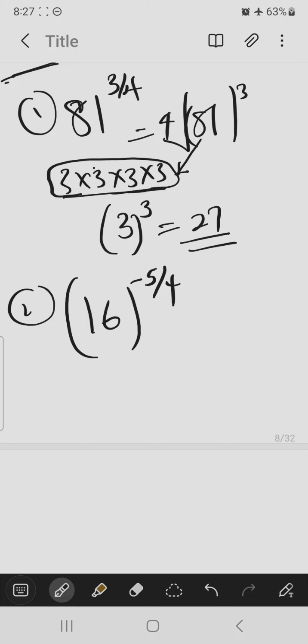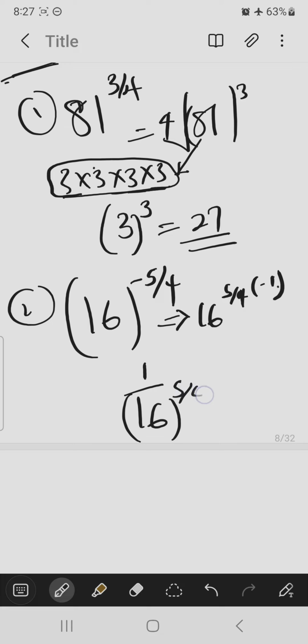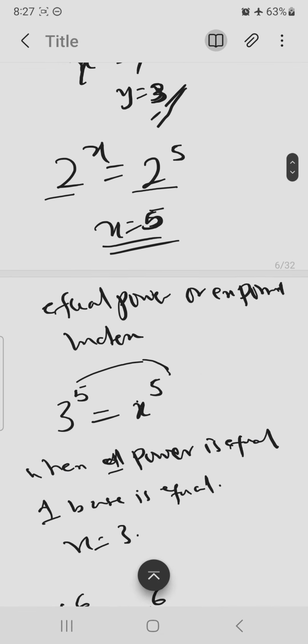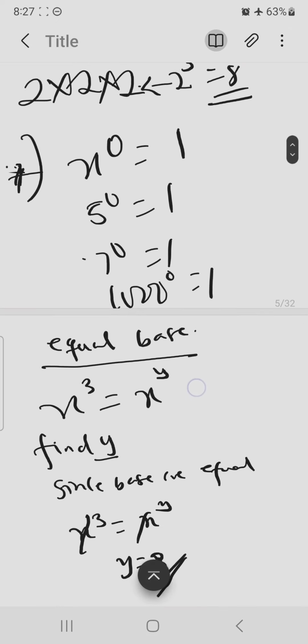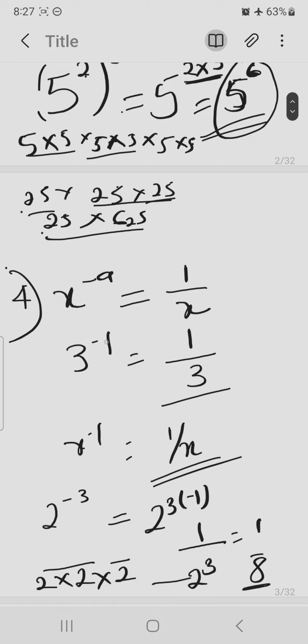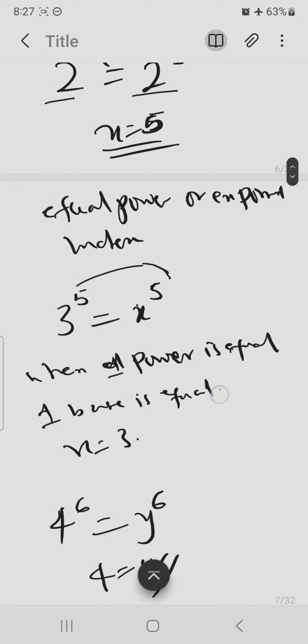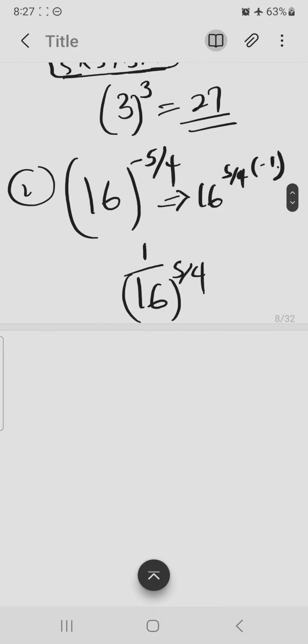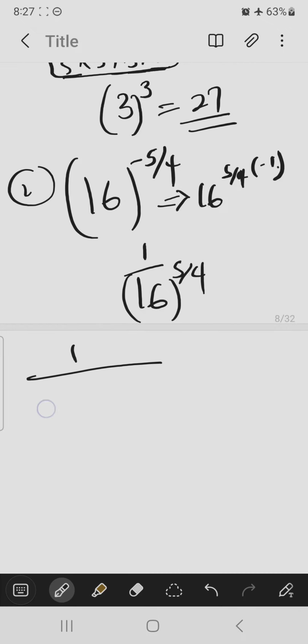The first thing you must know here is this: 16 raised to 5 over 4, all raised to minus 1. So raised to minus 1, you get 1 over 16 all raised to 5 over 4. This is the rule number 4: anything raised to minus something, you take 1 over it. And I hope you understand what I'm saying. So now this one will be 1 over the 4th root of 16, all raised to 5.